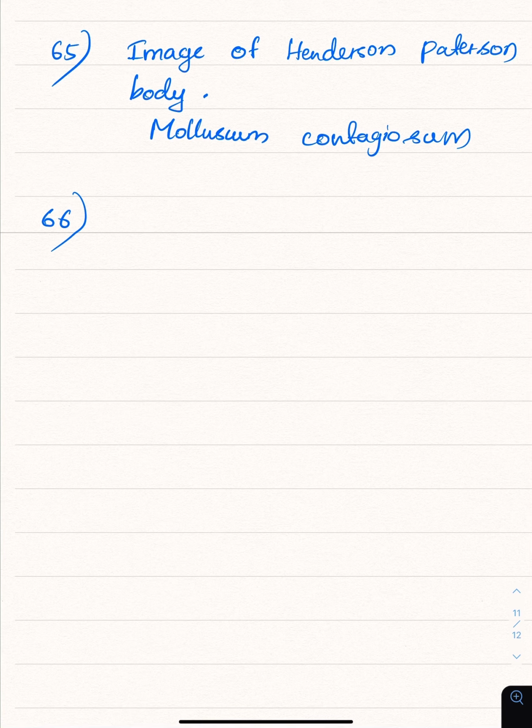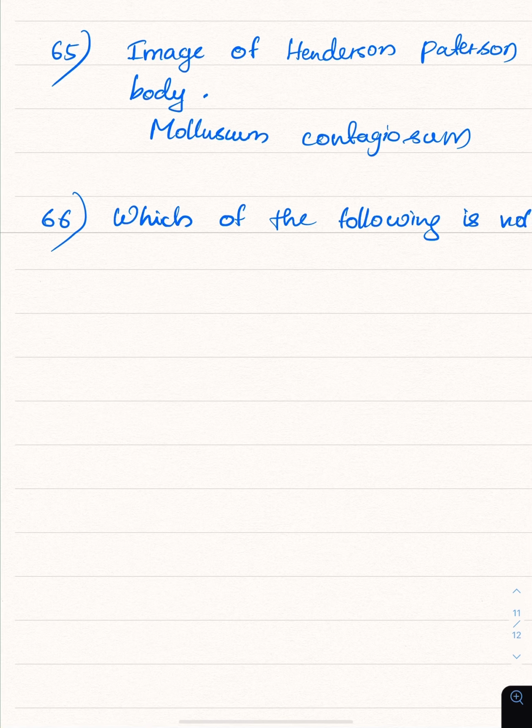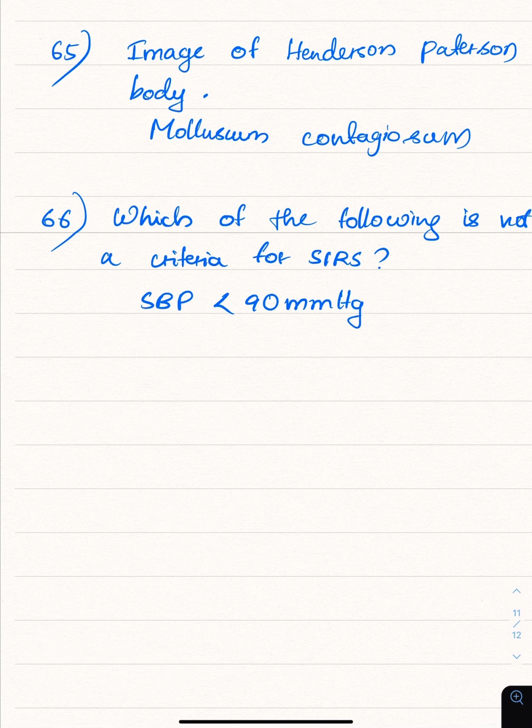Next question, question number 66. Which of the following is not a criteria for SIRS? So the answer to this is SBP less than 90. This one is also easy to rule out. It's basic, so most of you will be knowing.